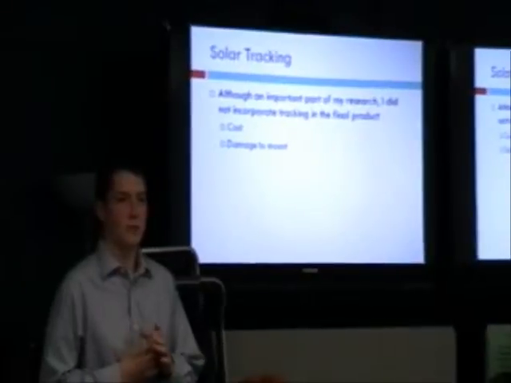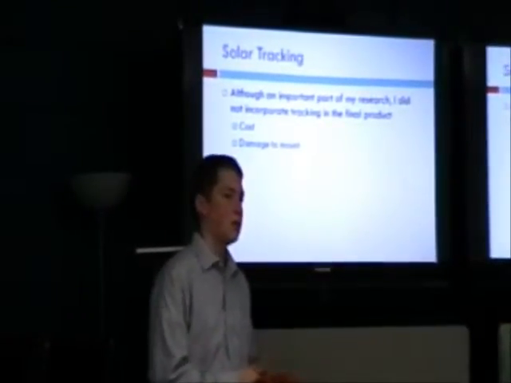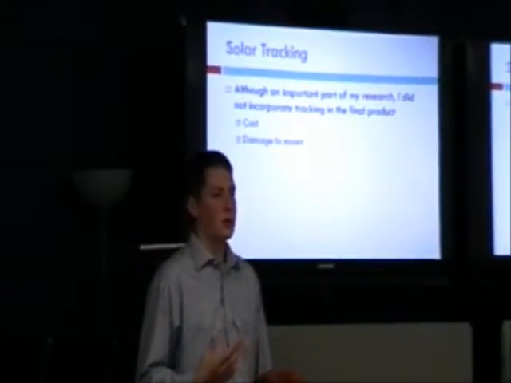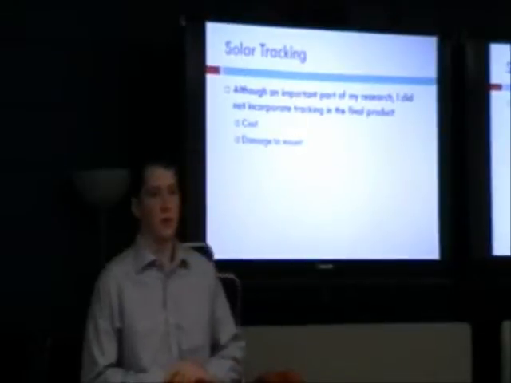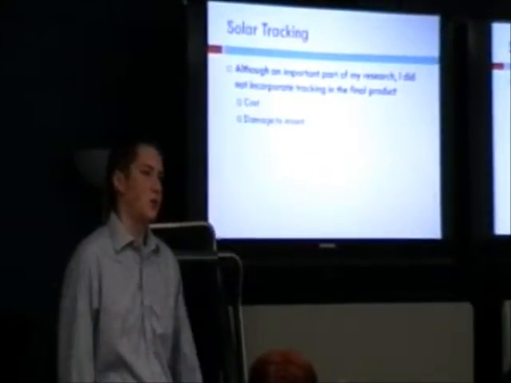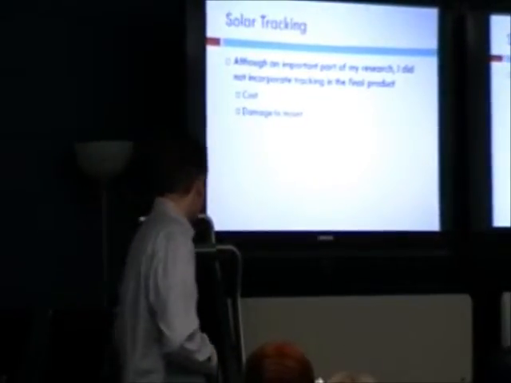And then also damage to the mount. The original mount that I used from the satellite dish didn't have the degree of freedom that I really needed to track the sun. It is meant for receiving television signals. And so I actually had to make a lot of changes to the mount that would have damaged it, and I wouldn't be able to use the commercial tracking device.